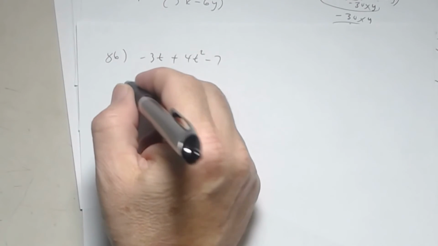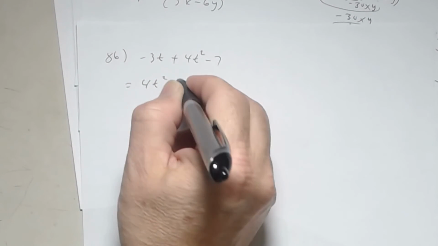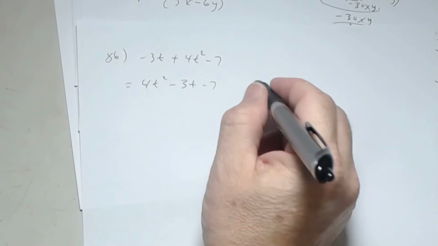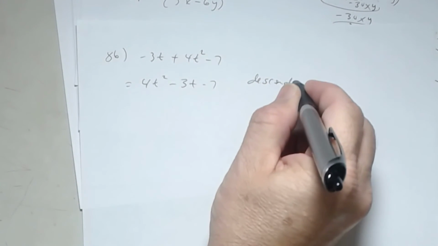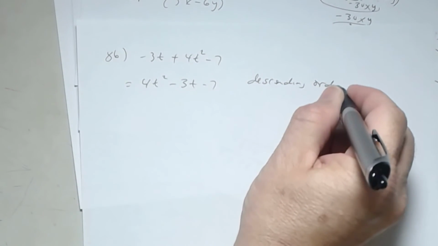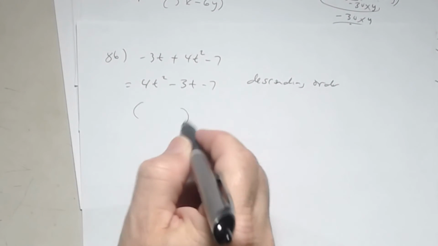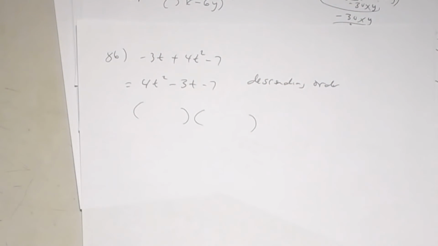Do we rearrange it? Okay, put it in descending order. So you have 4t squared minus 3t minus 7. Okay, so you put it in descending order. All right, now the GCF is 1. Now go directly to binomials. So you have a 2t.